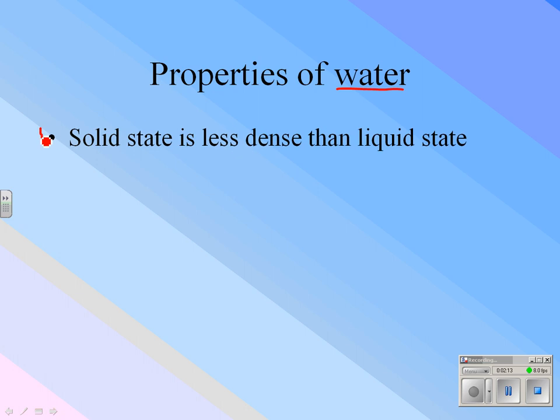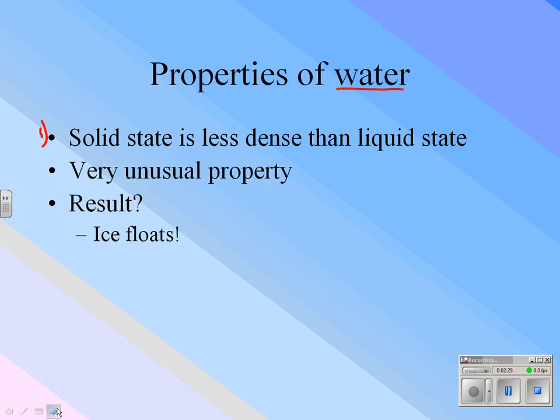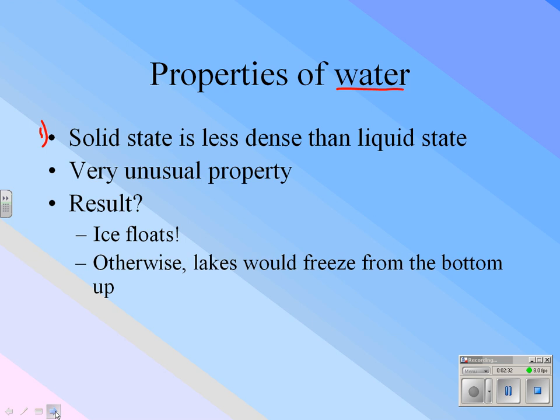Here's one property of water. This would be property number 1. The solid state is less dense than the liquid state. This is one of the only kinds of matter on Earth that this is true for. It's a very unusual property. So the result is that ice floats, which makes it very important for things that live in the water. Not necessarily important for you and I, because we don't live in the water. But if all the ice sank, the water levels would rise every winter and every lake would flood. For things that live in the water, this is a super important property.